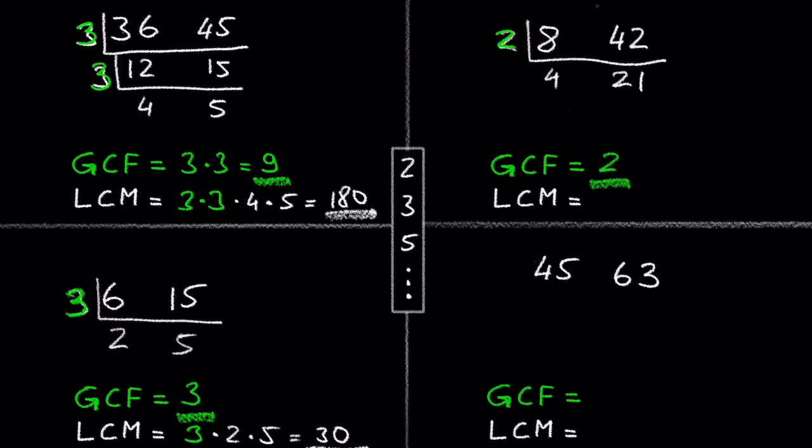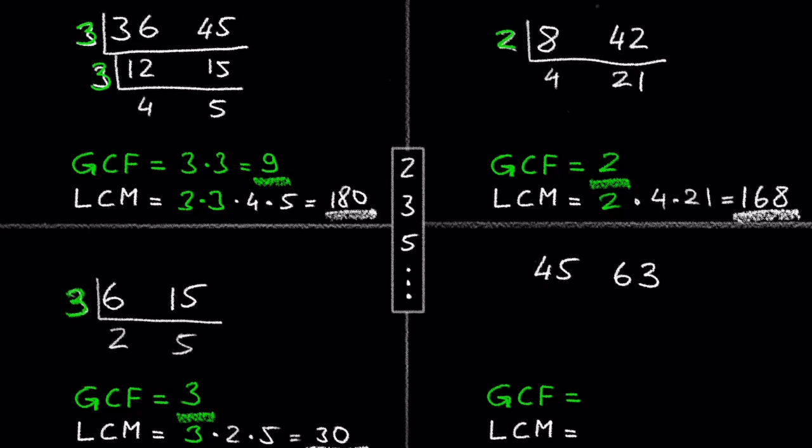And the least common multiple is going to be the product of the numbers to the left and below, which is 2 times 4 times 21, which is then, let's see, 8 times 20 is 160, and 8 times 1 is 8, so we get 168.